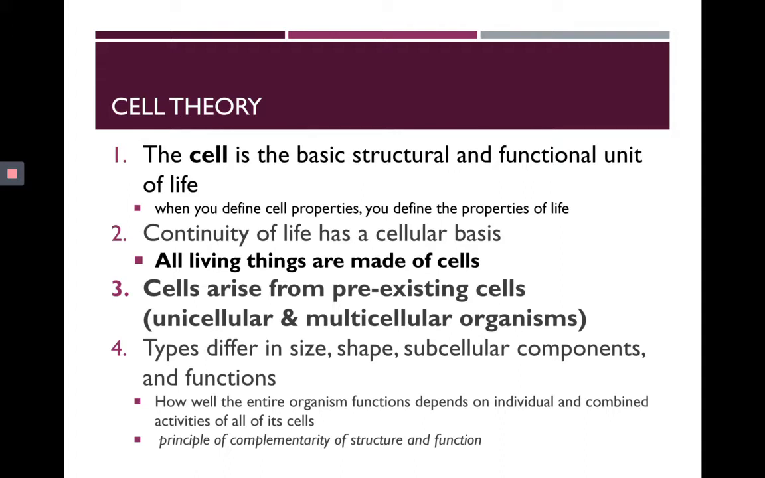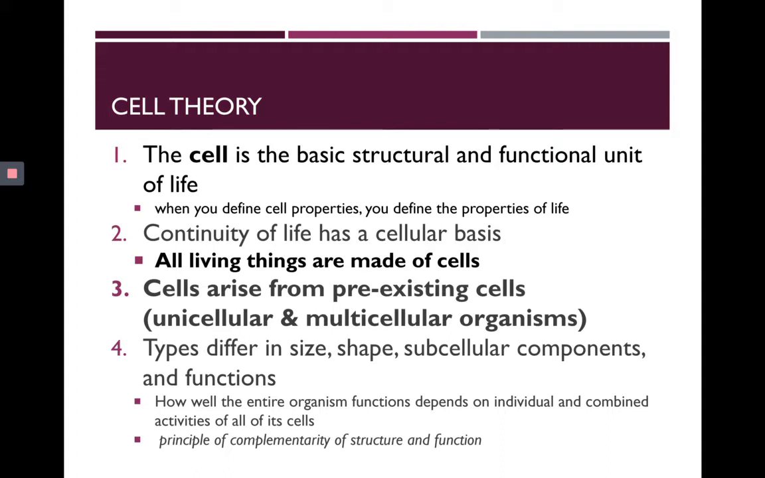So if you were to define the properties of life, you would find that cells are going to fit all those properties of life, and that all the properties of life fit what cells do. We also know that continuity of life has a cellular basis. That's the same idea we were talking about with Rudolf Virchow, that all living things are made of cells and come from pre-existing cells. So unicellular and multicellular organisms arise from pre-existing cells.